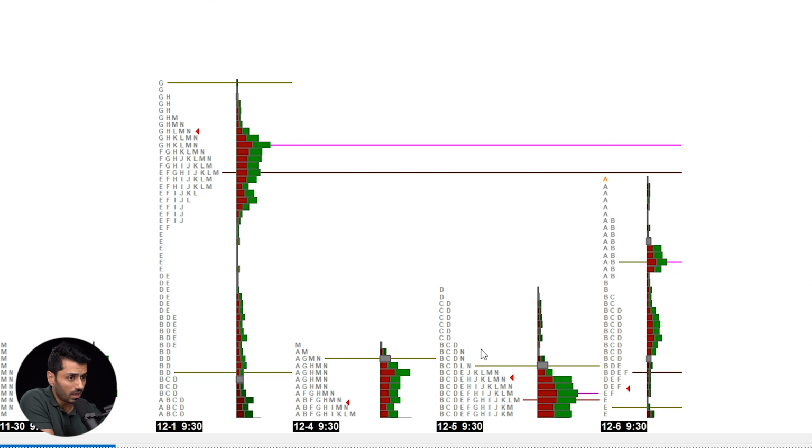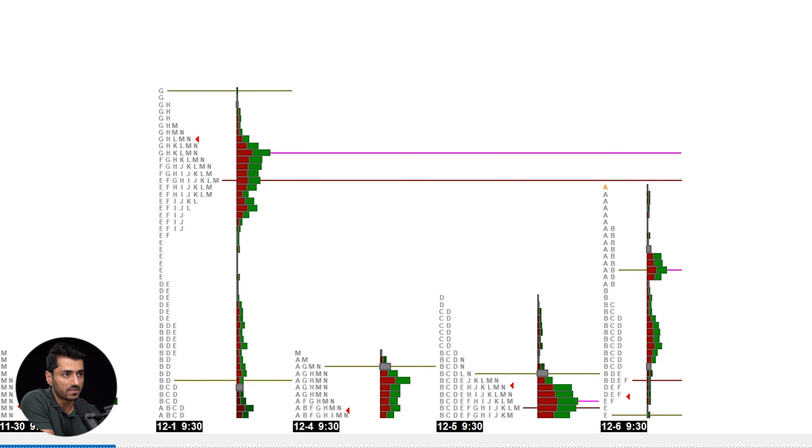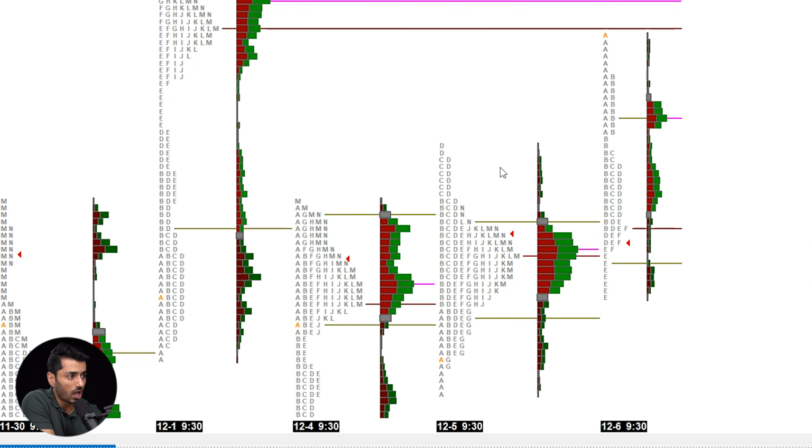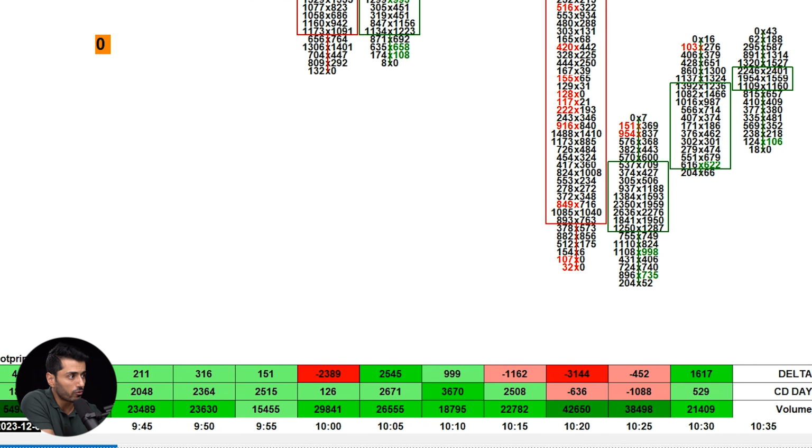Now, there are other TPO chart providers as well, such as NinjaTrader and ATAS. I personally like Sierra because it's very professional and very customizable, which gives me a lot of flexibility in seeing what's happening in the market. With Sierra, another part, of course, is the footprint chart.